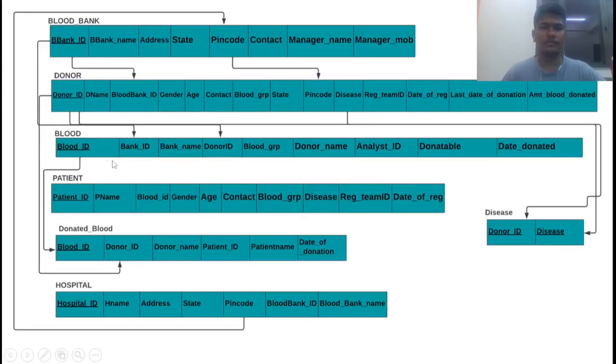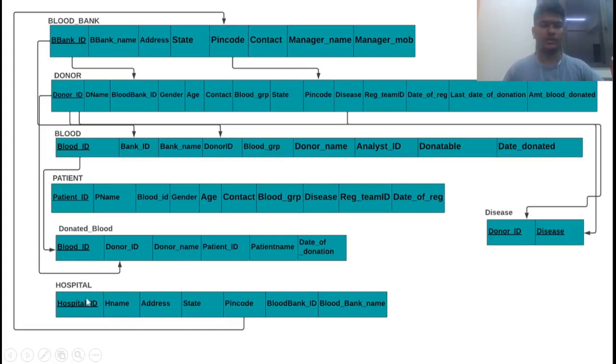This is the blood table, whose primary key is blood ID. Other attributes are bank ID, bank name, donor ID, blood group, donor name, analyst ID, donatable, date donated. This is the patient table, whose primary key is patient ID. Other attributes are P name, blood ID, gender, age, contact, blood group, disease, registration team ID, date of registration. This is the donated blood table, whose primary key is blood ID. Other attributes are donor ID, donor name, patient ID, patient name, date of donation.